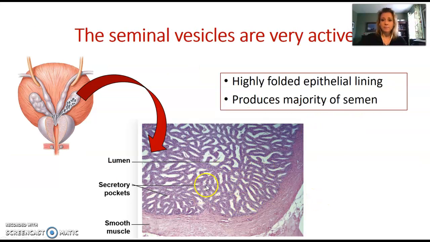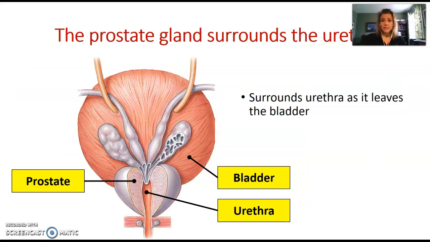And this is just a micrograph of what the tissue of the seminal vesicles looks like. You can see that the spaces here, the lumens, are small, and that we have a lot of folding. So that means that there are lots of cells inside of the seminal vesicles that are producing the majority of the contents of semen.